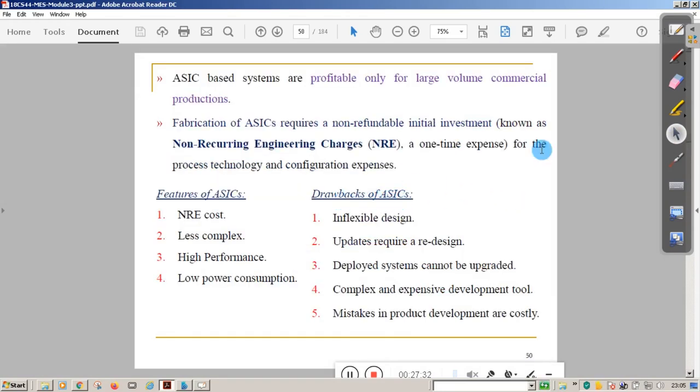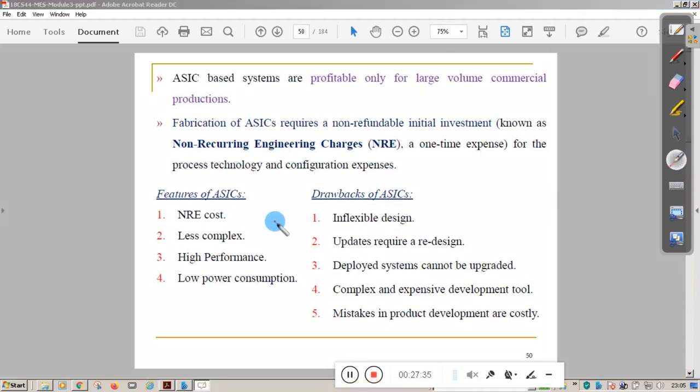So what are the features of ASICs and what are the drawbacks of ASICs? The features are NRE, that is non-recurring engineering charges, which are one-time expenses for the process, technology and configuration. Then less complex, because the circuit is designed for a particular function, with no need to include several functionalities. It can give high performance and low power consumption, because the IC contains the required amount of circuits for the particular function. That's why these are the advantages.